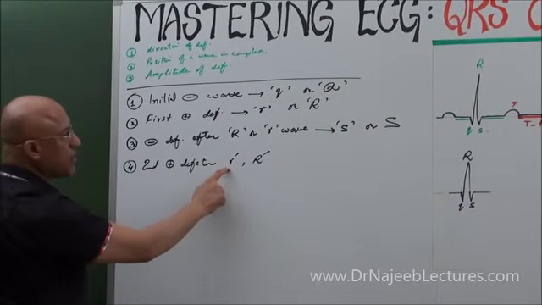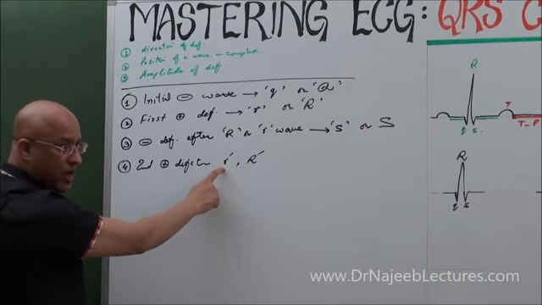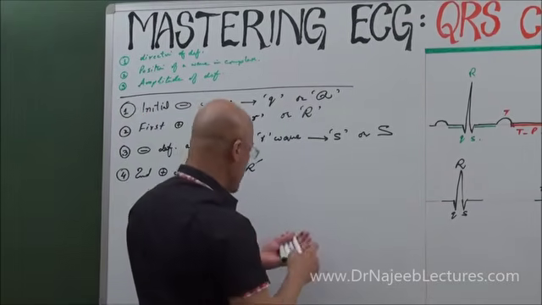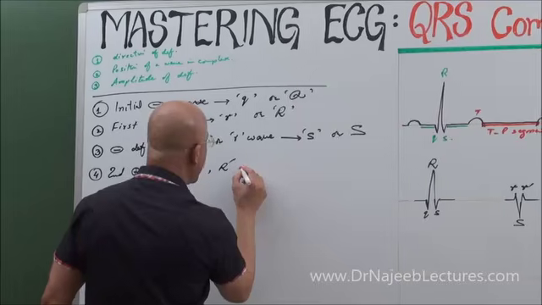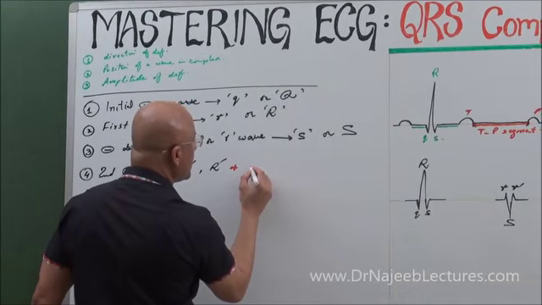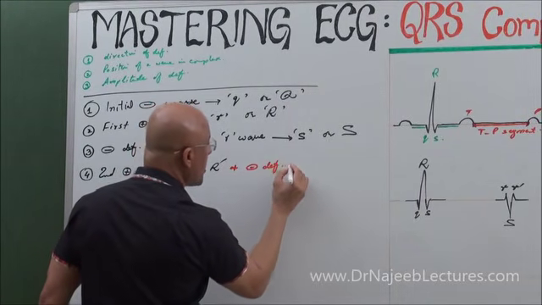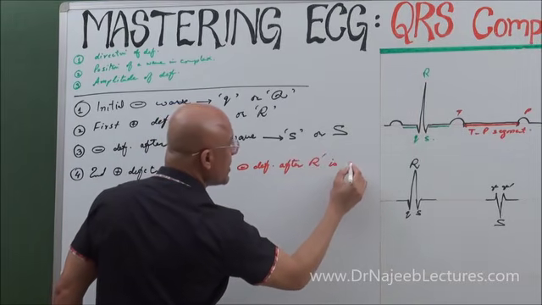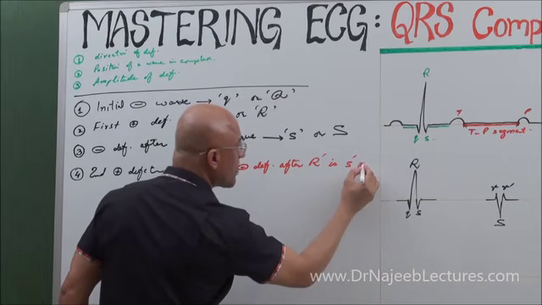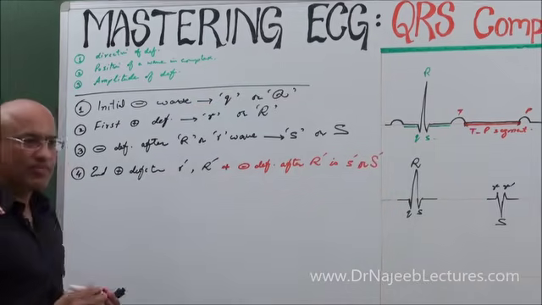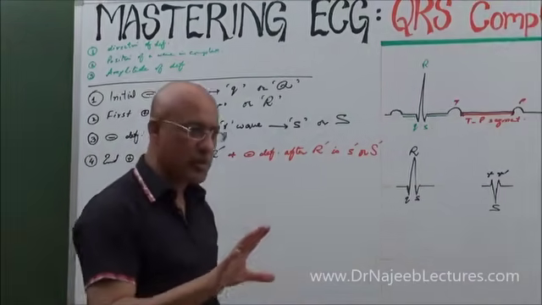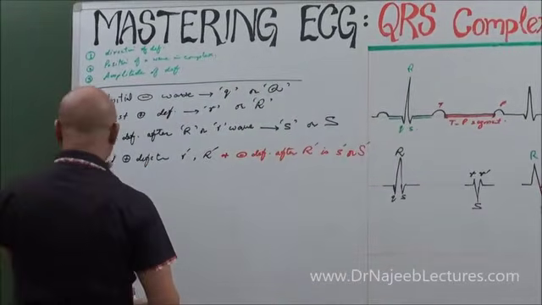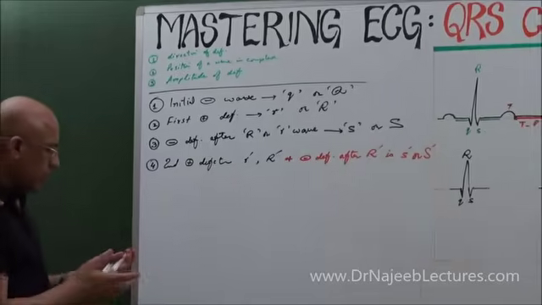So what is the fourth principle here? The second positive deflection may be R prime, small r prime, or capital R prime, and the negative deflection after R prime is S prime, depending upon size. I hope now you can identify properly. Now, once you know these four principles, I will come to another thing.